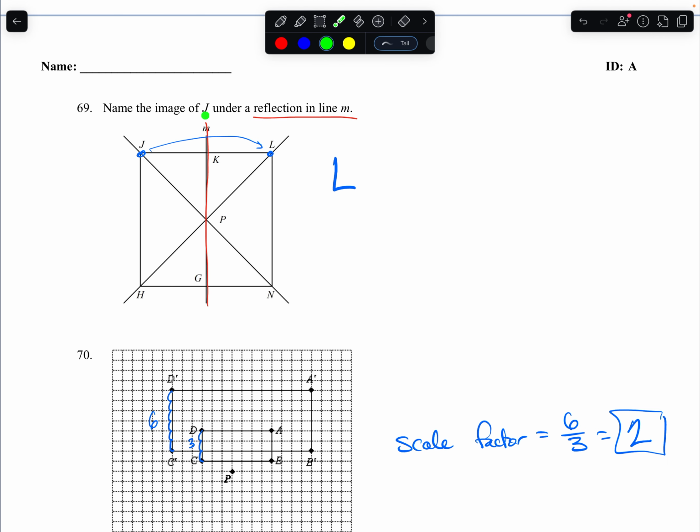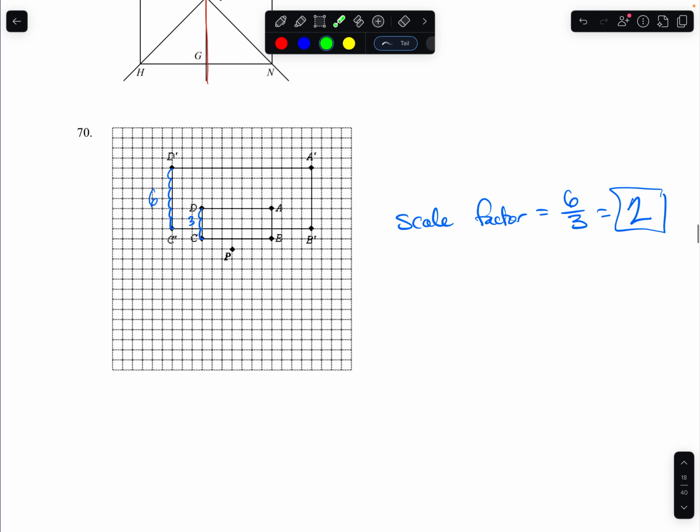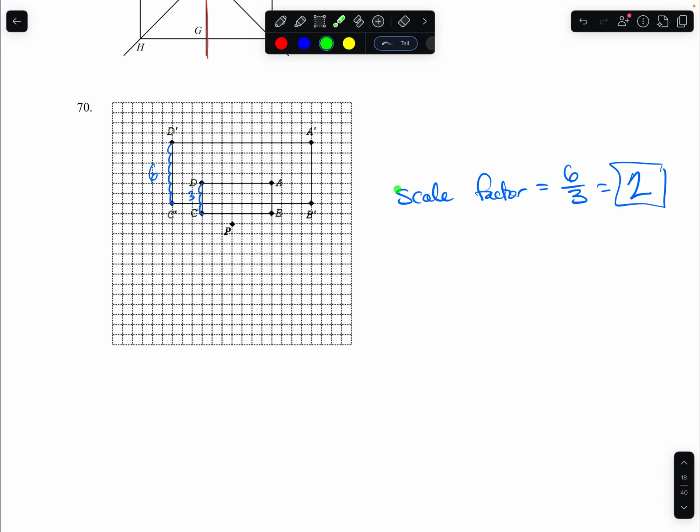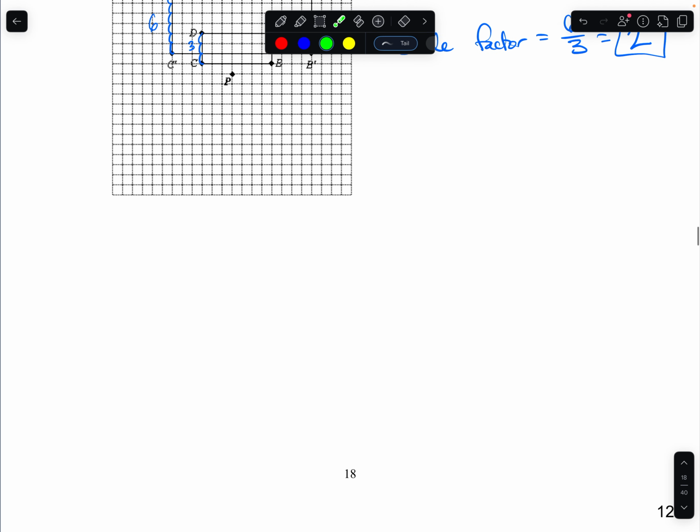All right, if I reflect point J, that's this point right here, in line M, or that just means I reflect it over the line M, it would get sent to L. For number 70, please make sure your scale factor is the image length, the ones with primes, divided by the pre-image length. It's 6 divided by 3 and not the other way around. A common mistake I see sometimes is people will have 3 over 6 instead and say the scale factor is 1/2. Just make sure you don't confuse your image and pre-image.